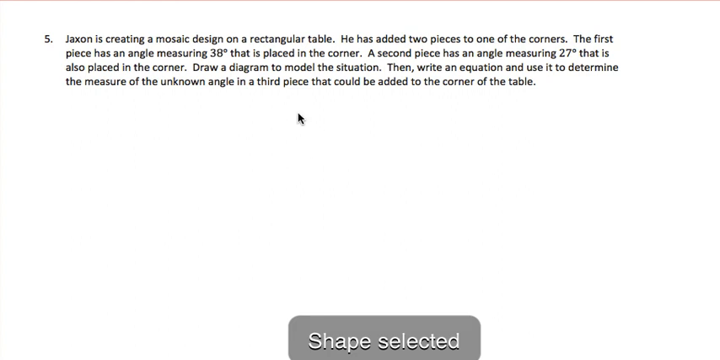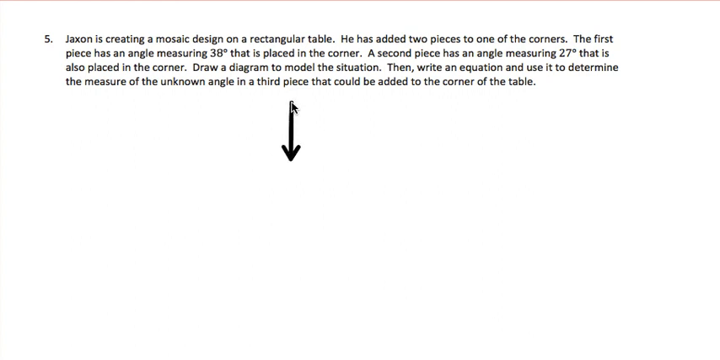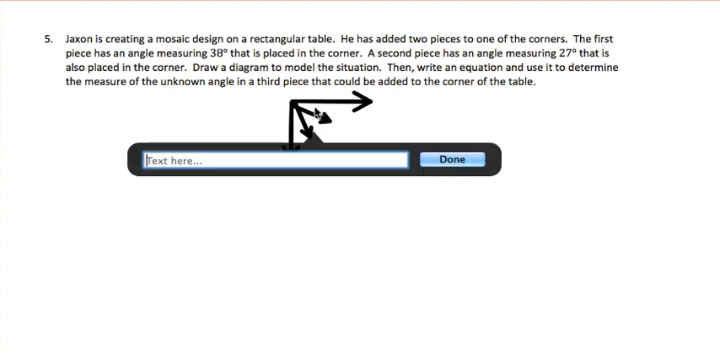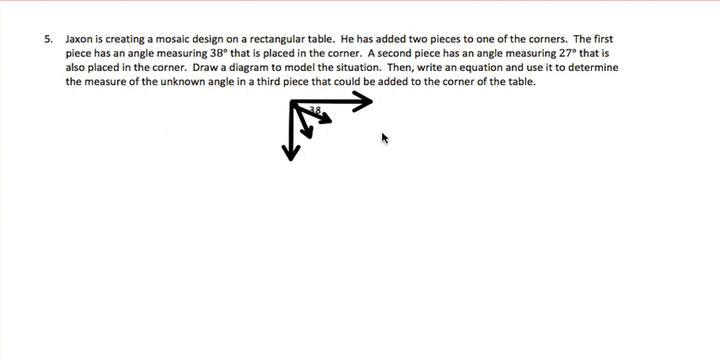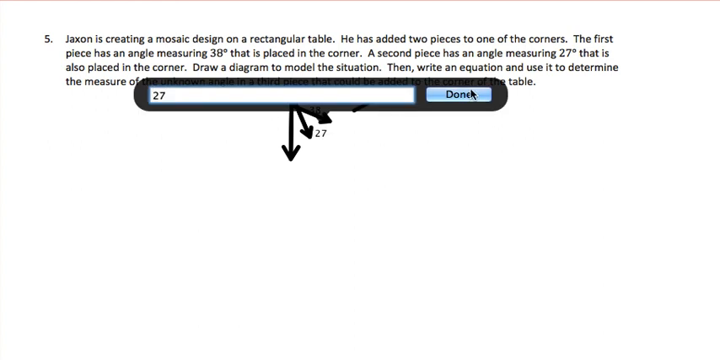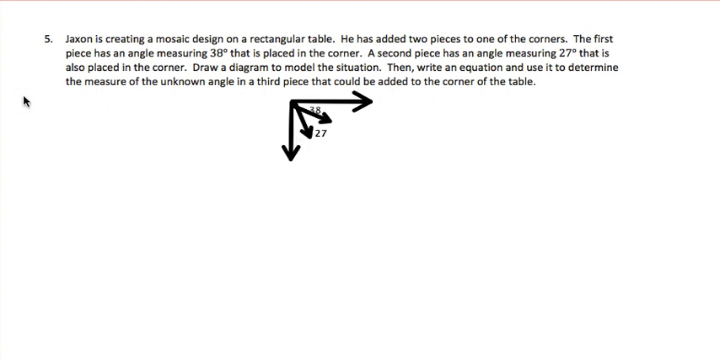So first of all, I want to draw the corner. This is the corner of the table. It's 90 degrees. And he's added 2 pieces to one of the corners. Here's one, and here's a second piece. I know that the first piece created an angle that's 38 degrees. And then I know that the second piece created an angle that is 27 degrees. And we're looking to find the third angle.